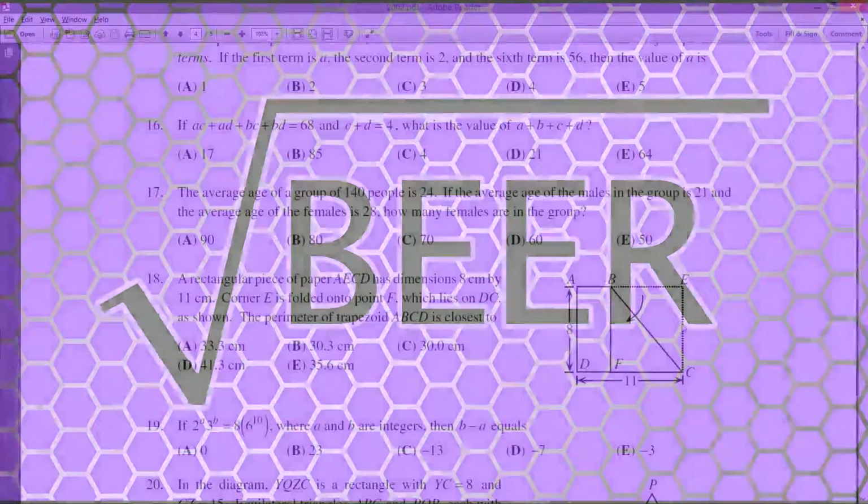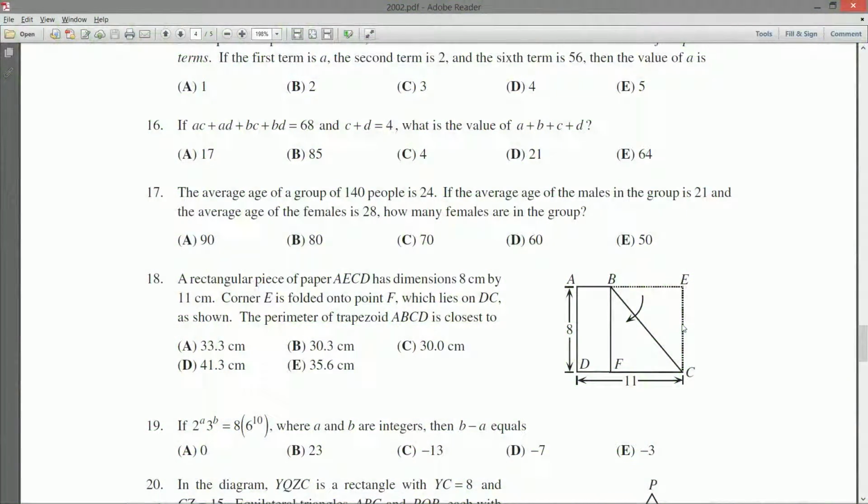We're on to question number 16 now for the 2002 Fermat paper. That's the grade 11 multiple choice contest. And question 16, very short, single line. If AC plus AD plus BC plus BD is equal to 68 and C plus D is equal to 4, what is the value of A plus B plus C plus D?